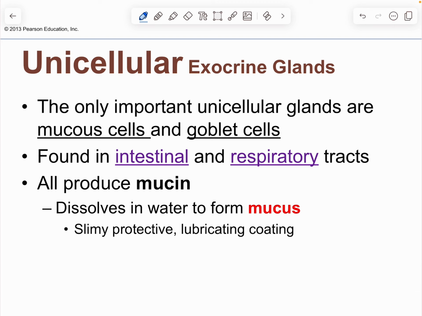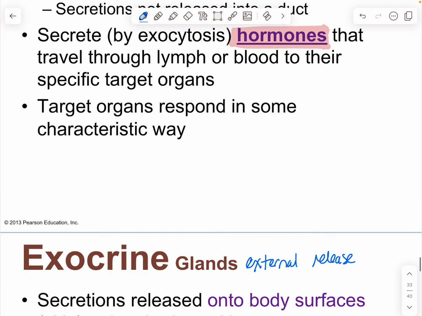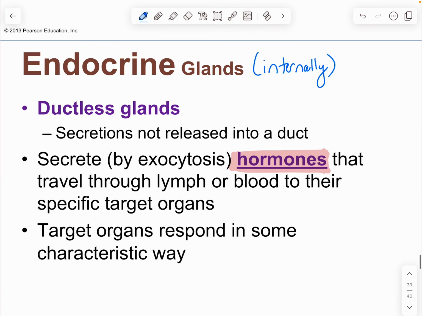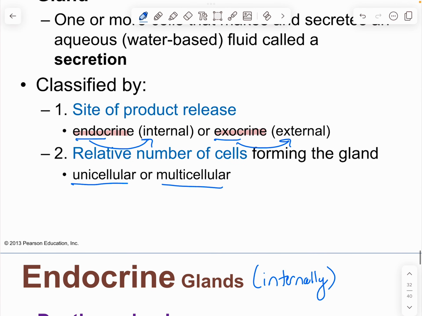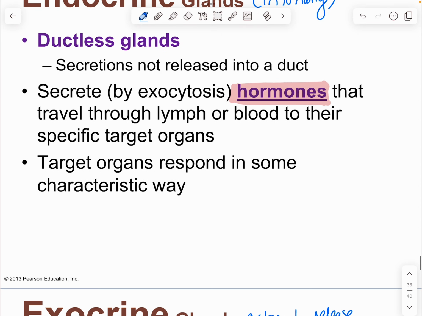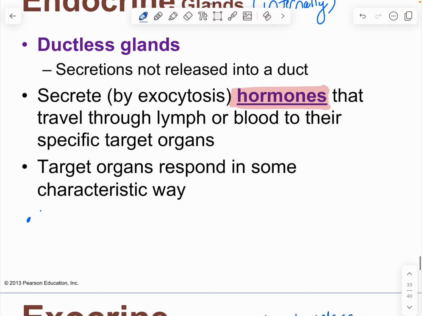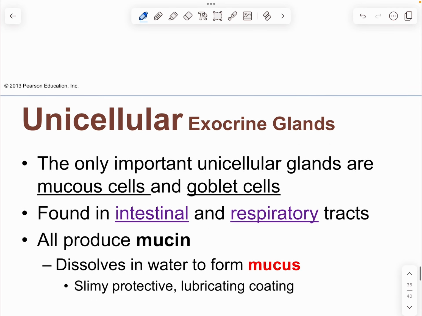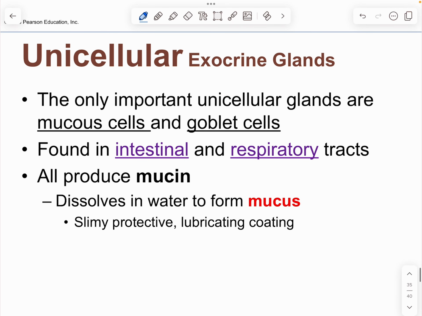I'm going to slide back here really quick, because at the very beginning we said that some glands are unicellular and some are multicellular. The endocrine glands are all unicellular. Okay, so that's it. They're all just one cell. Our exocrine glands can be unicellular or multicellular. So let's talk for a moment about the unicellular exocrine glands.